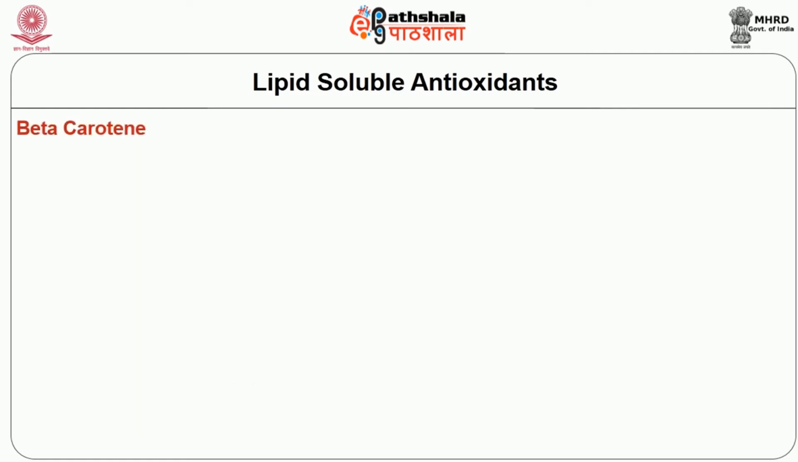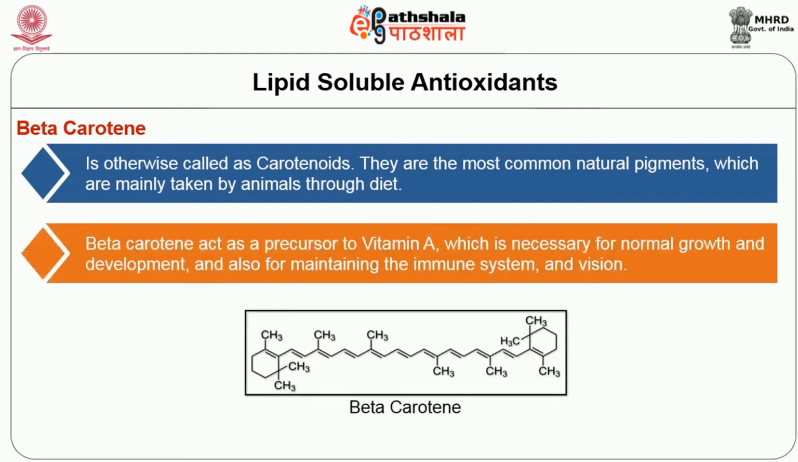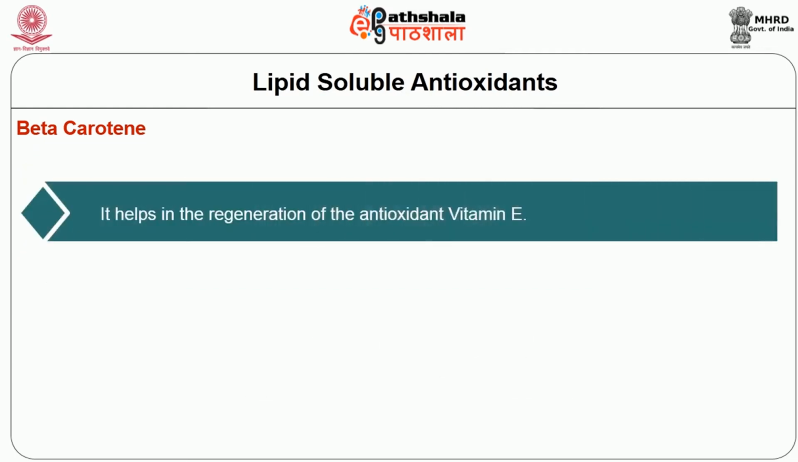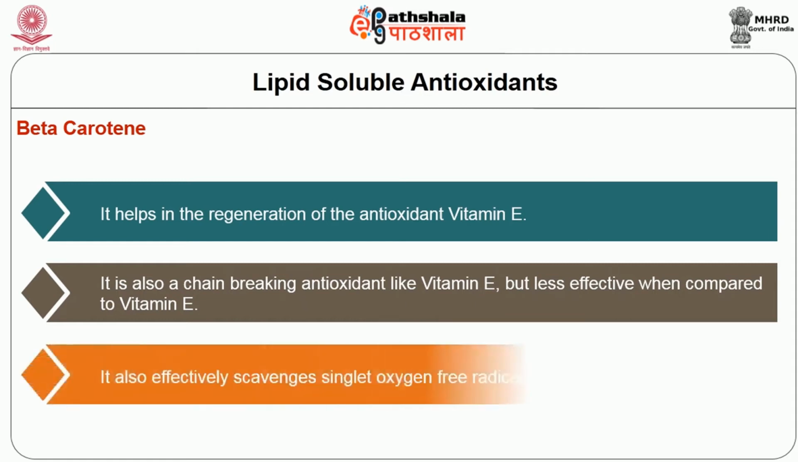Beta carotene, which is also a fat-soluble antioxidant, is otherwise called a carotenoid. They are the most common natural pigments, which are mainly taken by animals through diet. Beta carotene acts as a precursor to vitamin A, which is necessary for normal growth and development and also for maintaining the immune system and vision. It helps in the regeneration of the antioxidant vitamin E. It is also a chain-breaking antioxidant like vitamin E, but less effective when compared to vitamin E. It also effectively scavenges singlet oxygen free radical.